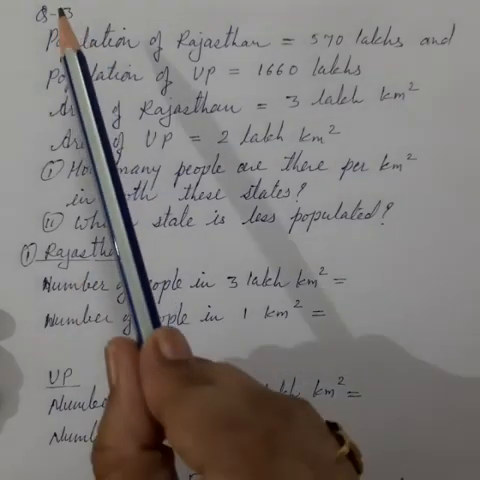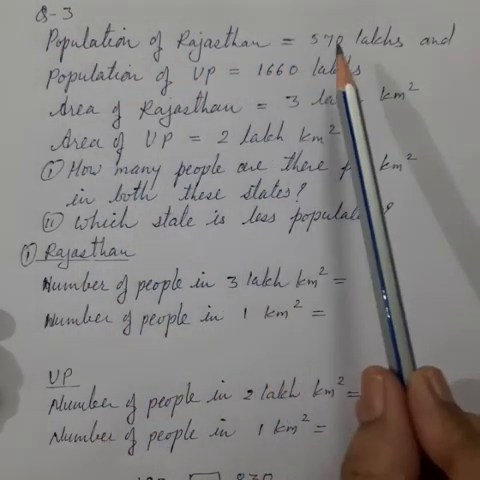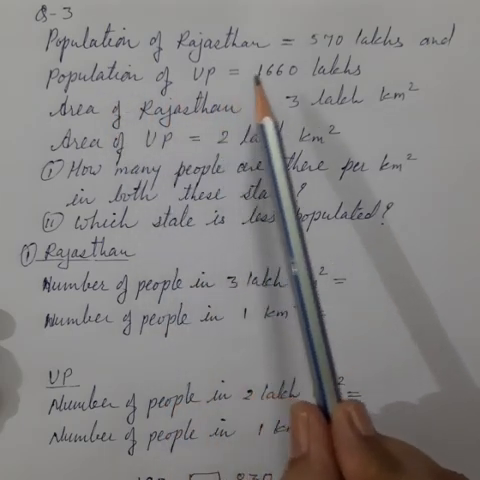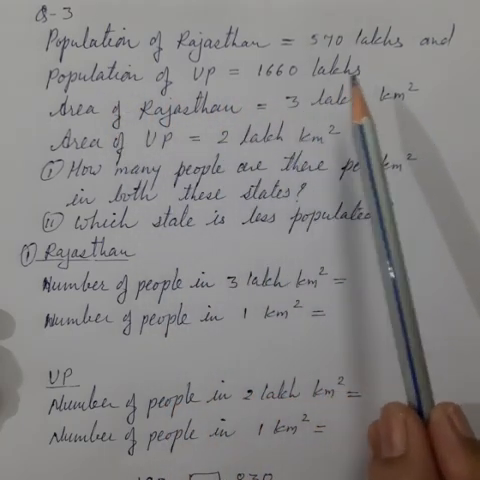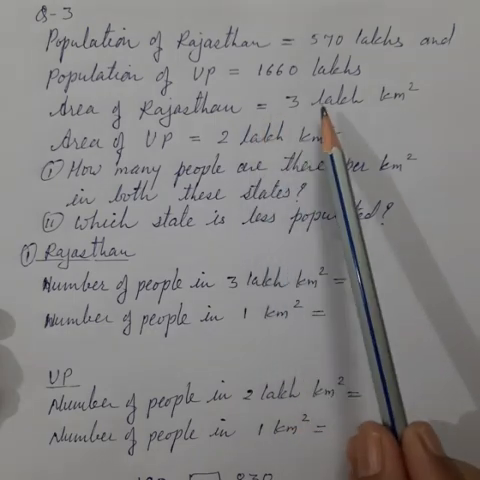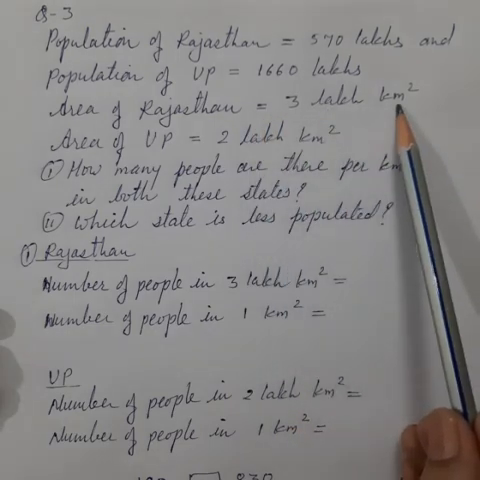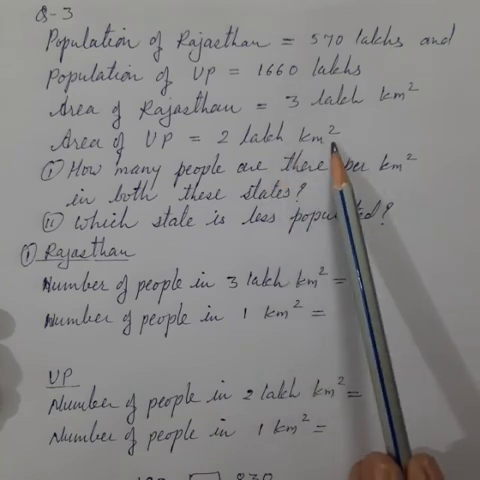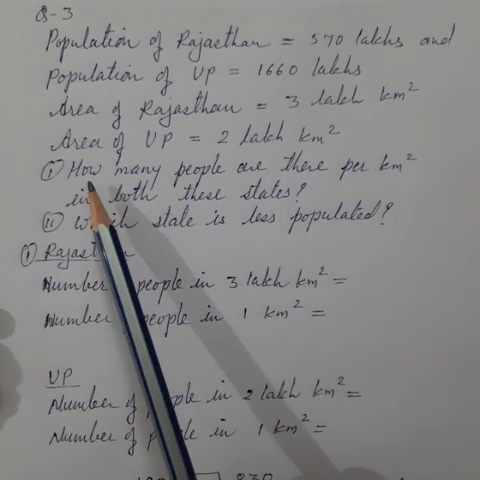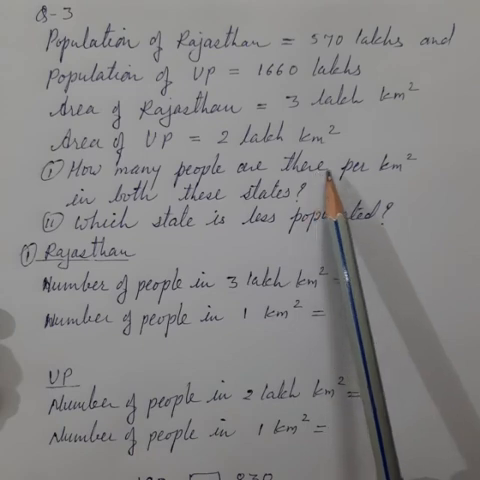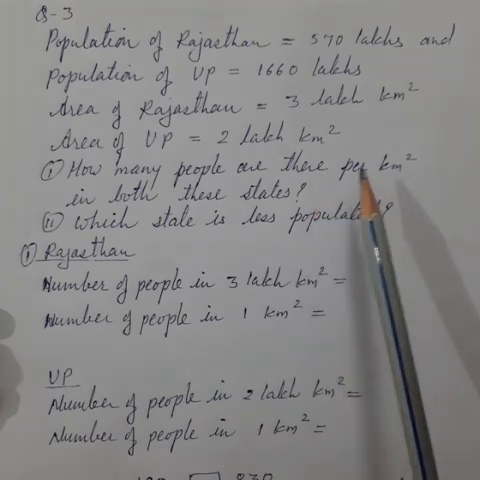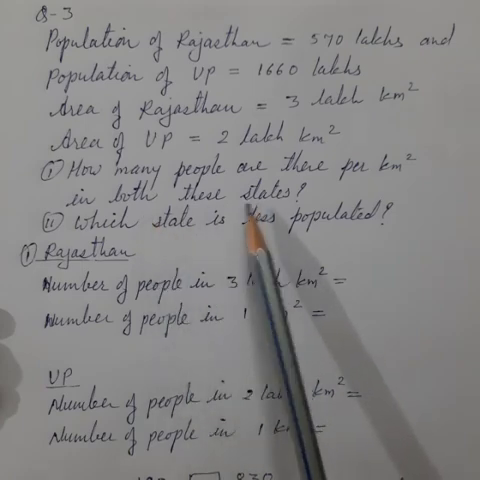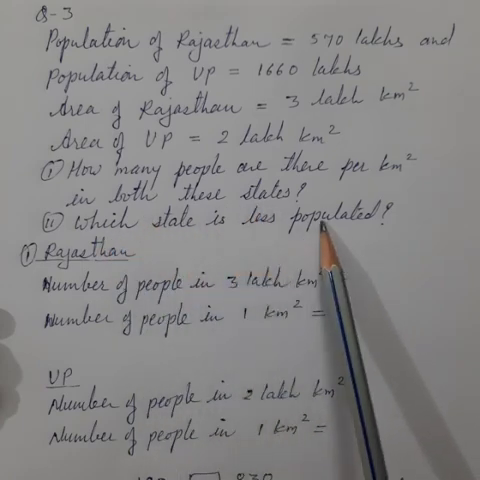Question 3. Population of Rajasthan is 570 lakhs and population of UP is 1660 lakhs. Area of Rajasthan is given 3 lakh kilometer square and area of UP is given 2 lakh kilometer square, and we have to find how many people are there per kilometer square, means in 1 kilometer square area in both these states, and which state is less populated.